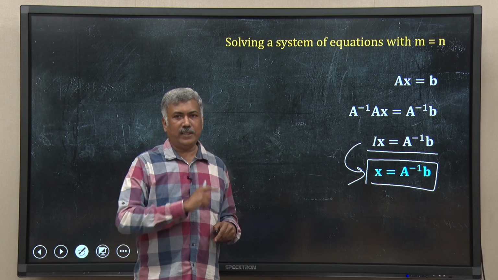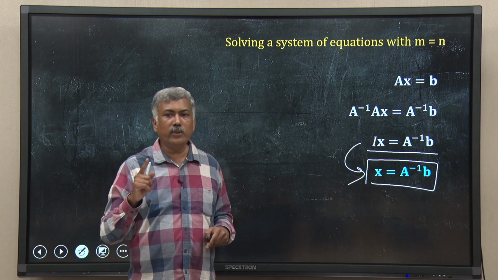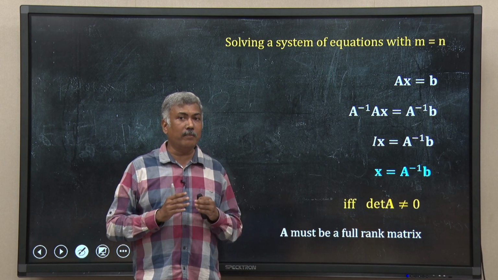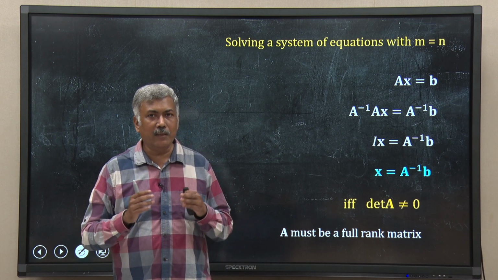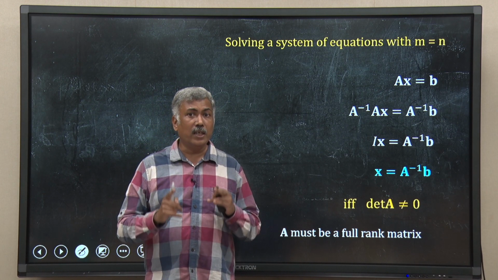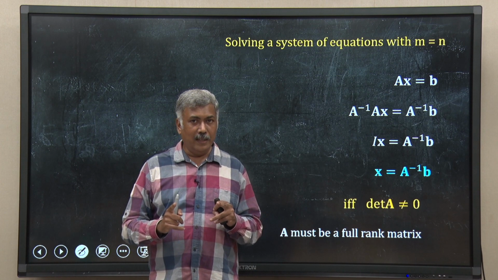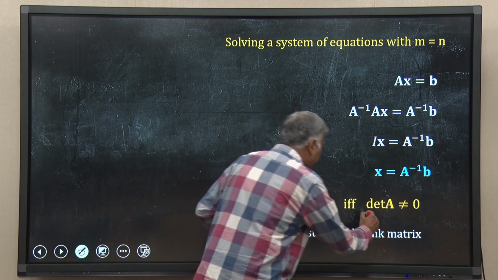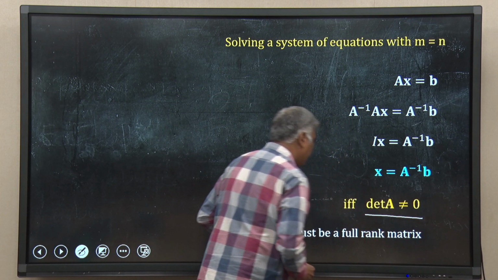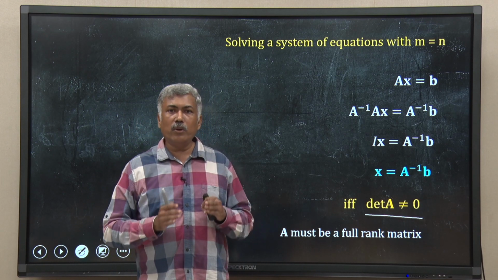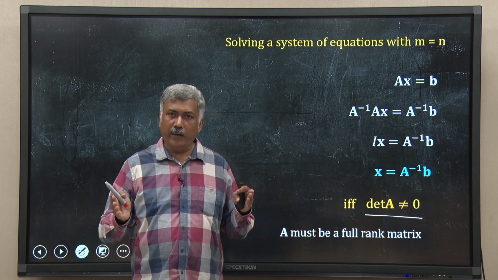Now, here is a catch. When can you do the inversion? Inversion of a matrix, if you remember the lecture on determinant and inversion of matrix, I can invert a square matrix only when it is of full rank. That means its determinant is not equal to 0, and full rank of a matrix means its rows and columns are linearly independent.